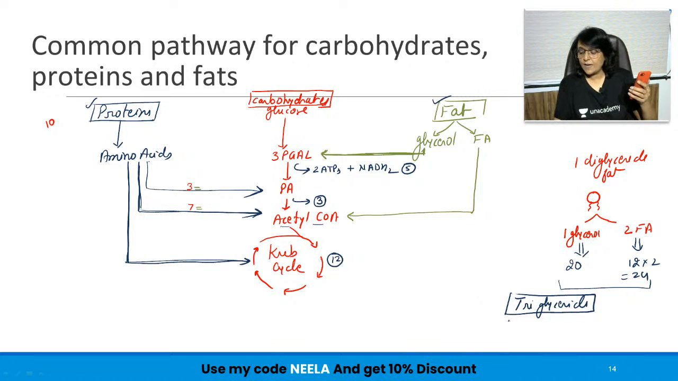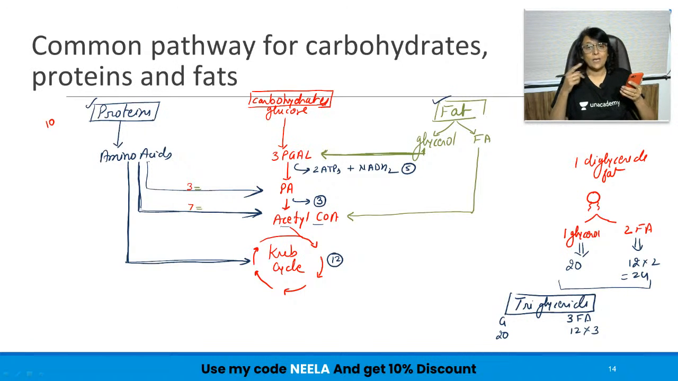In triglyceride, there is one glycerol and there are 3 fatty acids. Glycerol gives you 20, fatty acids are 3, so it is 12 into 3. Total? Very good. So Kalai, Hiren, all of you got the answer. So now you understand how there is a common pathway. Mainly it is carbohydrate which is broken down through this pathway, and all the stages we have studied in detail.